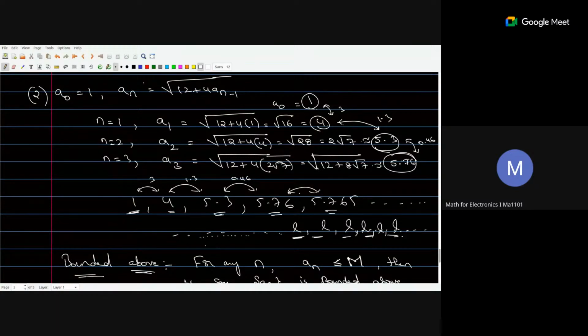Agreed? Agreed to this point also. So whatever sequence values you have here, they are all less than L, because this is increasing. Sir, in this, how do we find the limit? Could you also show that? I will show that also.